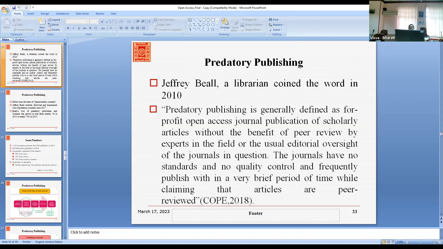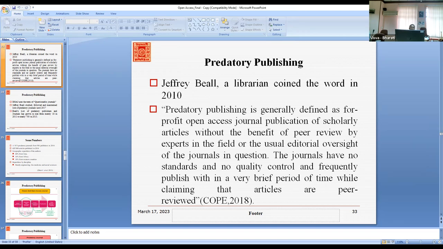And sometimes predatory journals, predatory publishing, are also named questionable journals. Sometimes you find the term questionable journals. Basically, this term is used by the DOAJ. They do not use predatory journal, they use questionable journals. So predatory journals and questionable journals are the same.